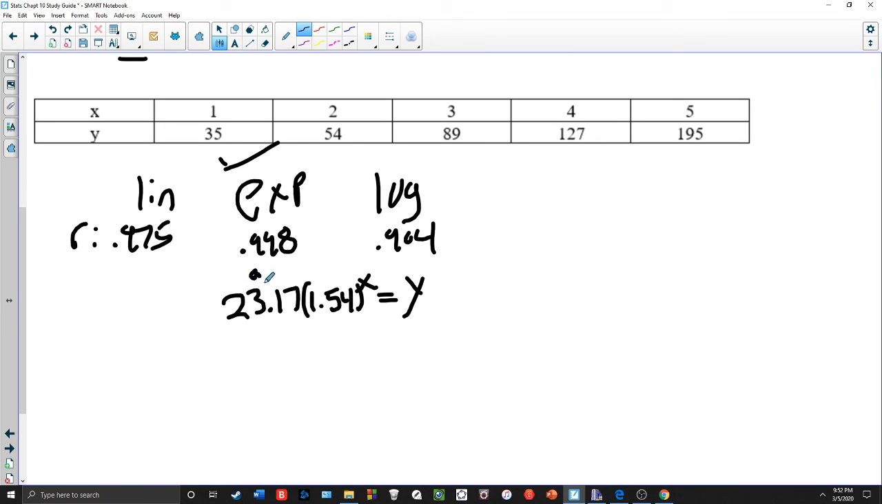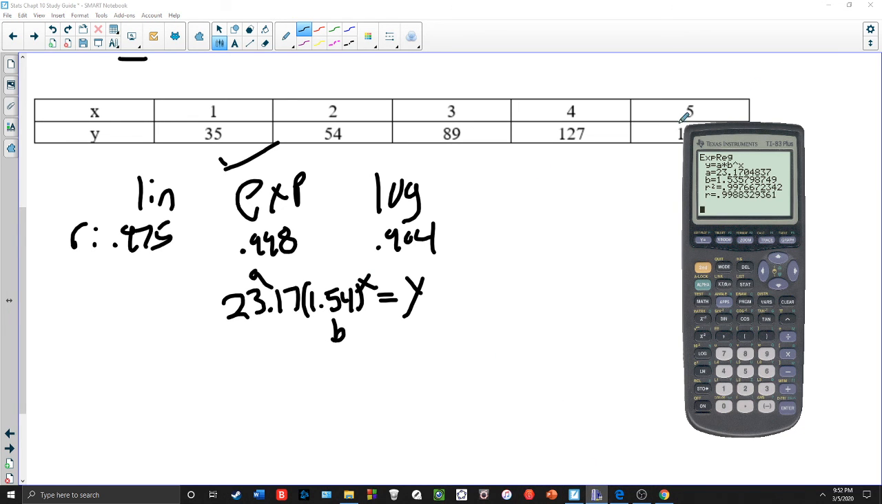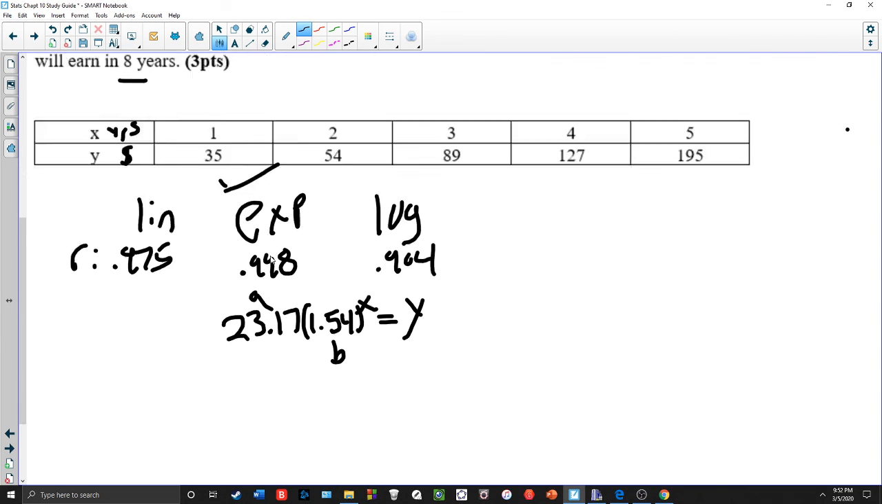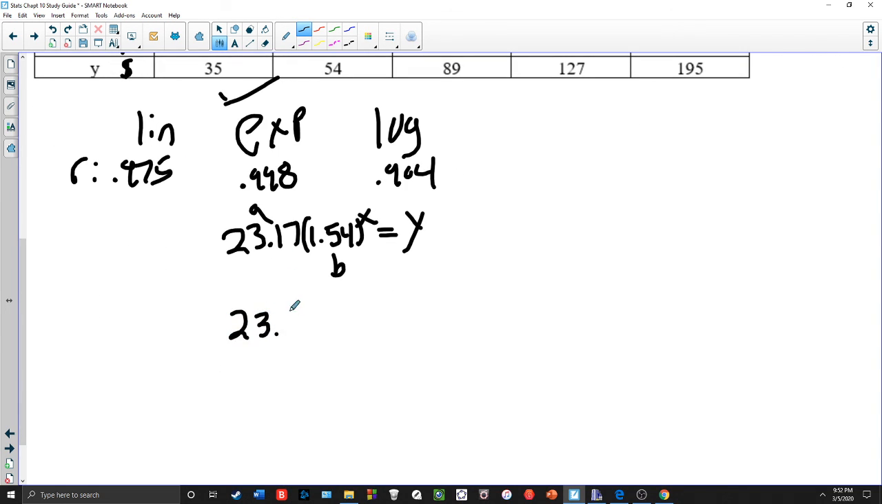We have our A value here, we have our B value here, and then our X value would go on the top depending on what we decide to check. So it says here, predict how much profit the company will earn in 8 years. Well, X is my years, and this is dollars. So I'm going to do 23.17 times 1.54 to the 8. Just replace X with the number of years. And in this case, we end up getting about $717,139. So it's pretty impressive.